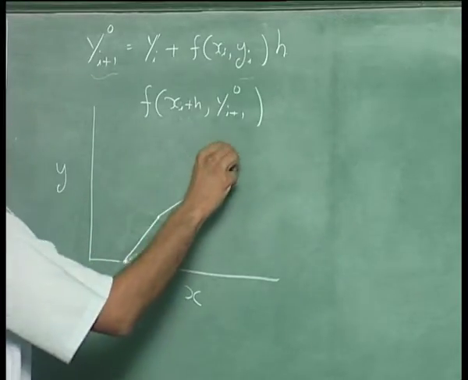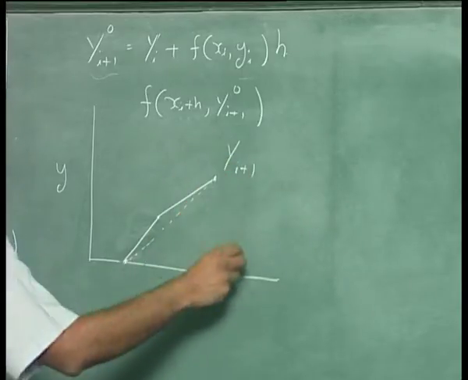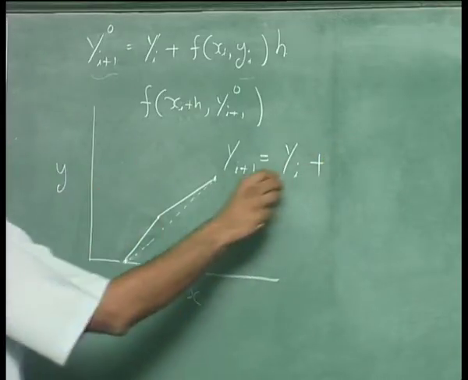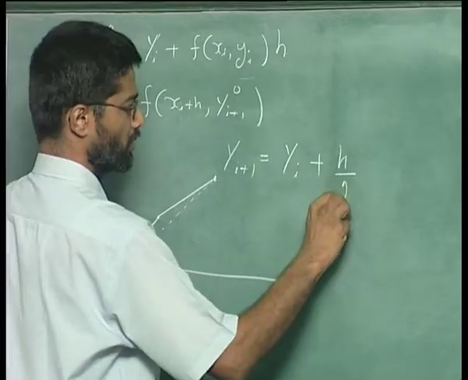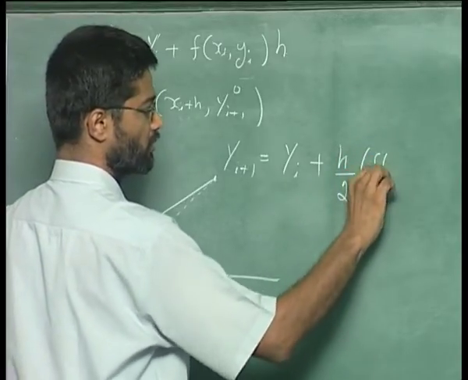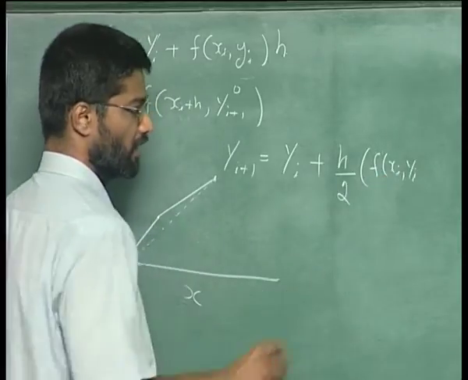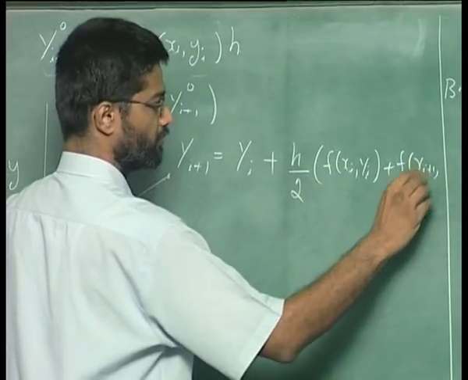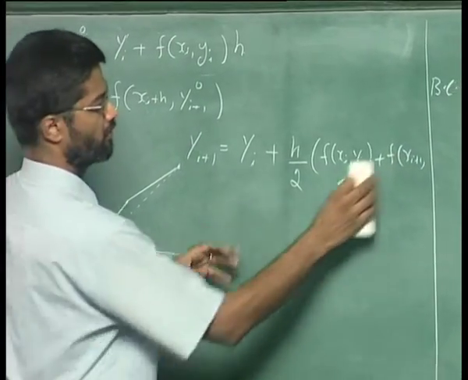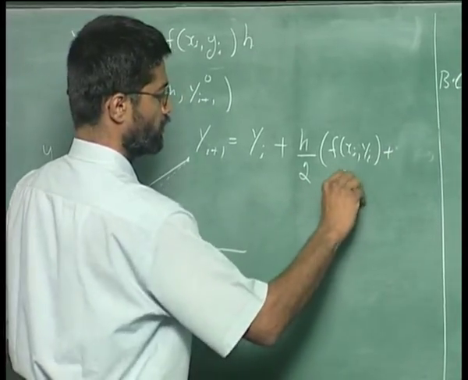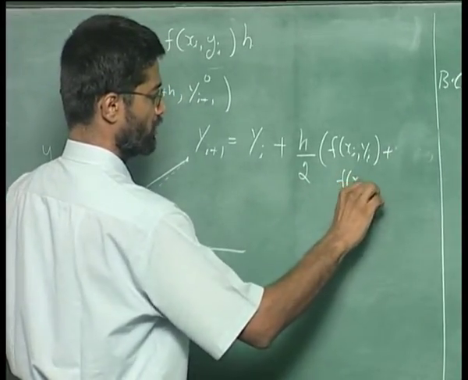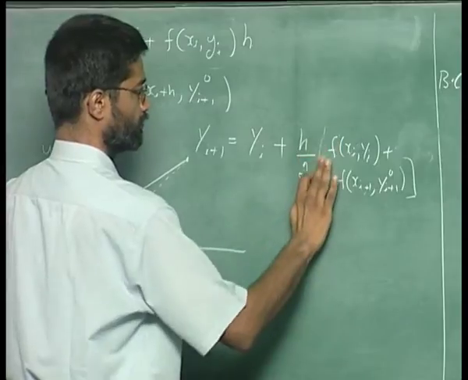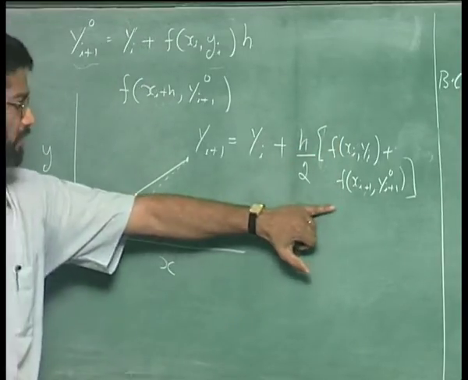That's the corrector scheme: the actual yi plus 1 is equal to yi plus, let me call these the two functions, h by 2 times the f value evaluated at xi, yi plus the f value evaluated at xi plus 1, comma yi plus 1 0. So now use this average value to go to that point.